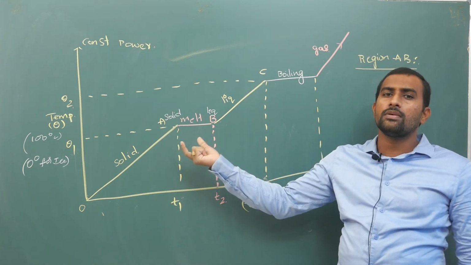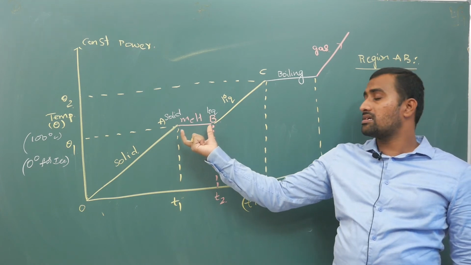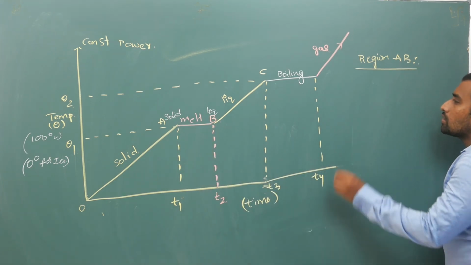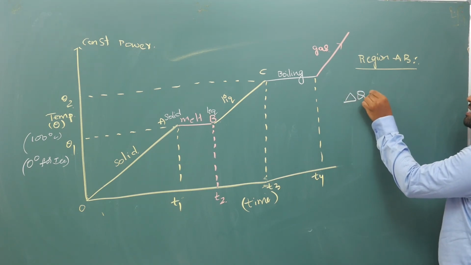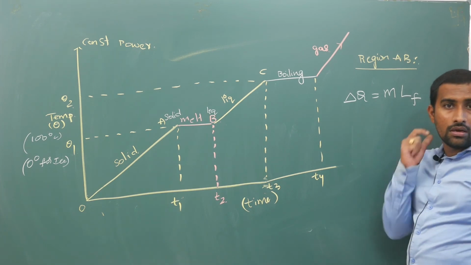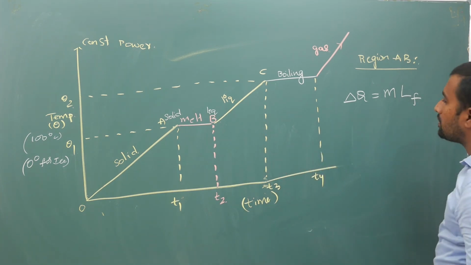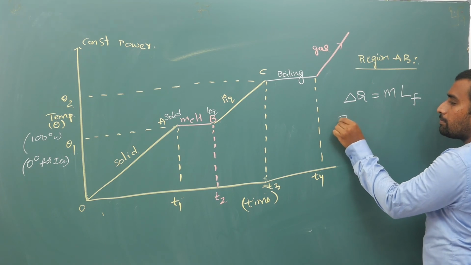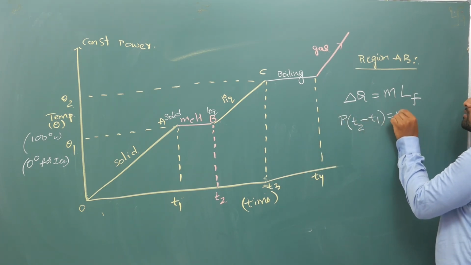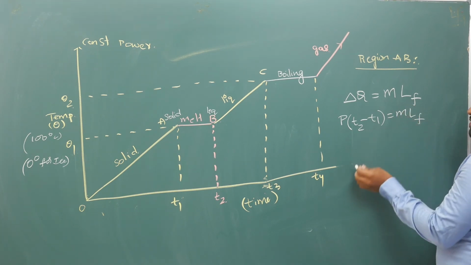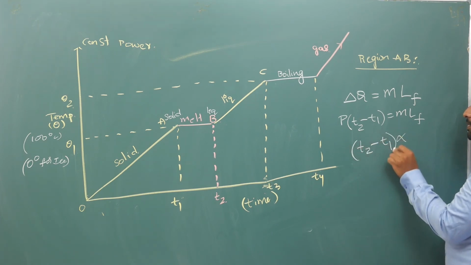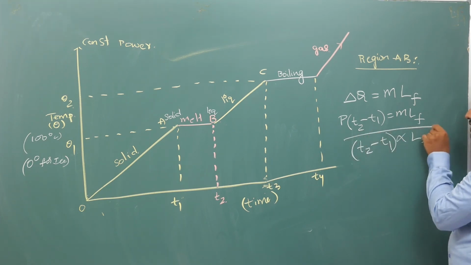It is nothing but latent heat of transformation. Here it is latent heat of fusion that we are going to use. So here delta Q is equal to mass times latent heat of fusion. Now your delta Q is nothing but power times T2 minus T1, which is equal to m times LF. So your T2 minus T1 here is directly proportional to latent heat of fusion.